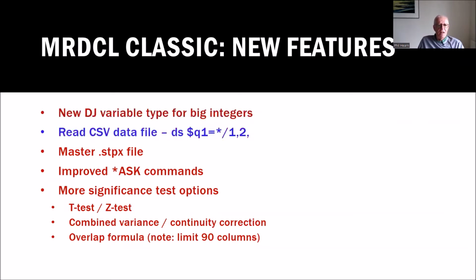Another major feature in the last version was that we allowed you to read data directly from a CSV file without having to convert it to an ASCII file. You can read that using the syntax that you see to the right there, Q1 equals */12. What that means is it's looking for a field called Q1 in a CSV file, and it'll be picking up codes 1 and 2. So you haven't got to go through that extra conversion process that you had to prior to last year's version.